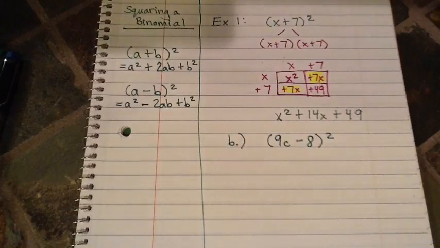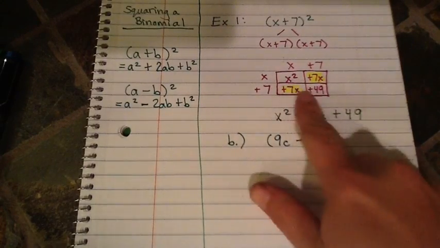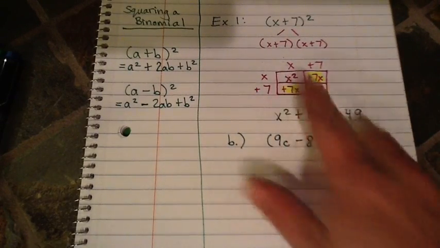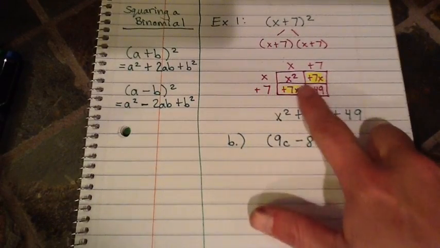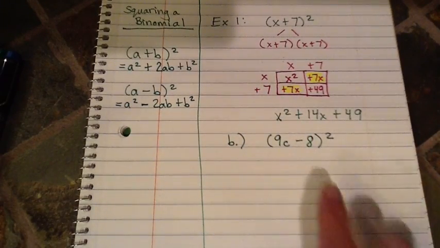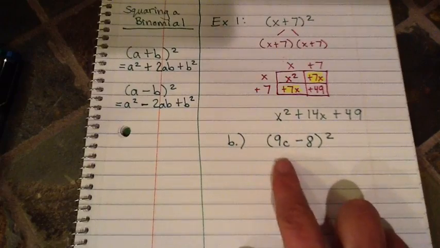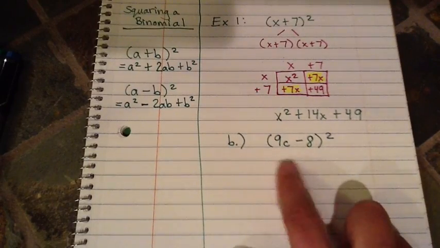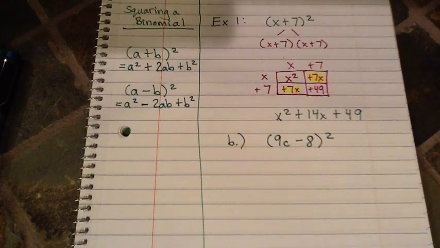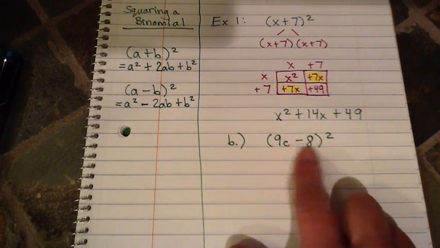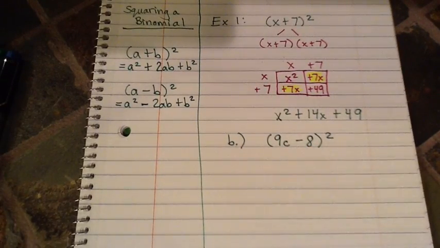Squared. Okay, if you wanted to use the rectangle, you would just go ahead and write 9c minus 8 and 9c minus 8, and you would notice you'd get the same term here in the middle. If you wanted to distribute, you would just write this out twice, and then you would use the distributing that we've been using.